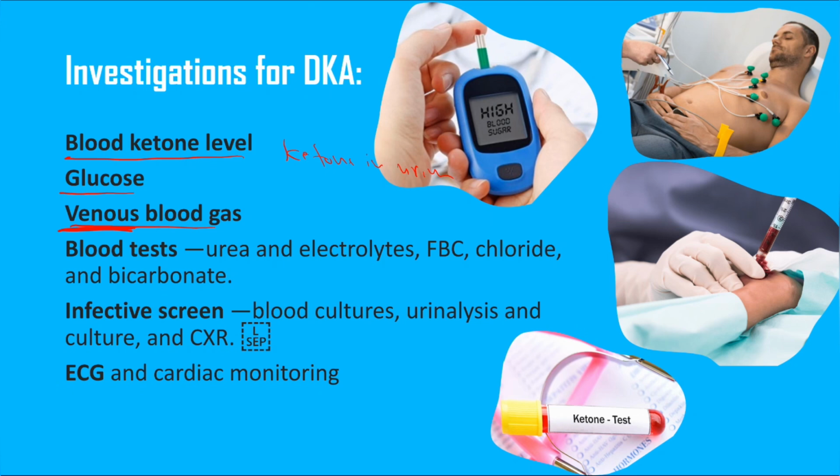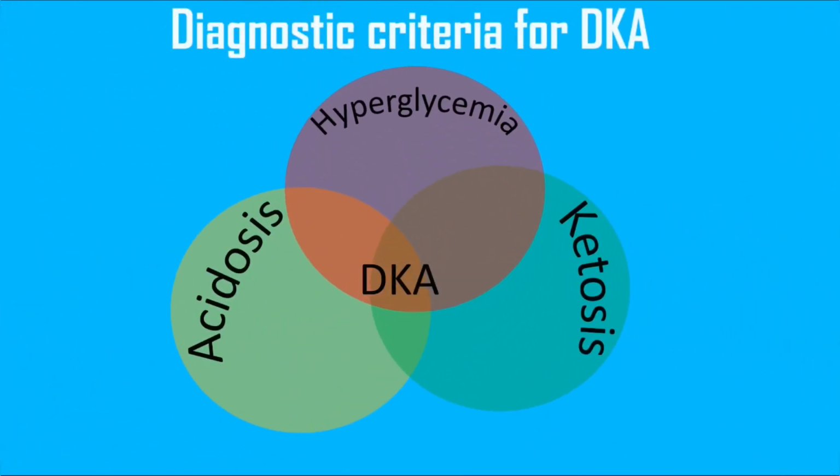Then you send for some investigations like electrolytes, especially the potassium level, because potassium may change during the treatment. You send for the full blood count to see if there is any infection, inflammatory markers, blood culture, urinalysis, chest x-ray. This is indicated only if the patient has signs and symptoms. ECG, you may send to see if there is any arrhythmia or electrolyte disturbance.